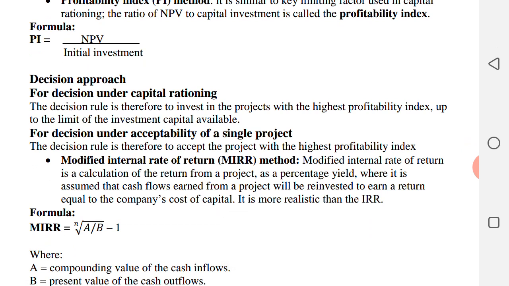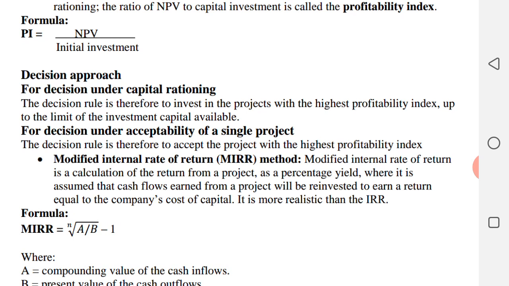For decision under capital rationing, the decision rule is therefore to invest in a project with the highest profitability index up to the limit of the investment capital available. That's the way you use the limiting factor. You have to invest in project A, project B. You will rank them based on the highest PI.